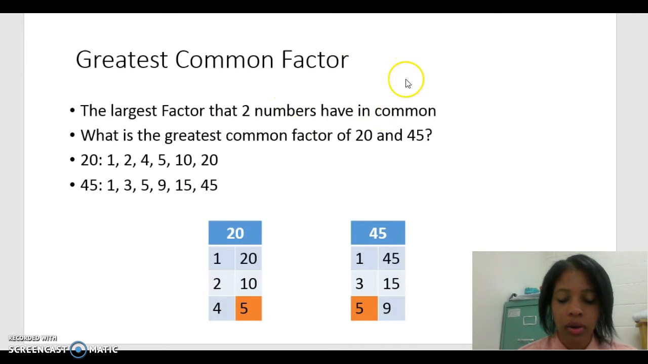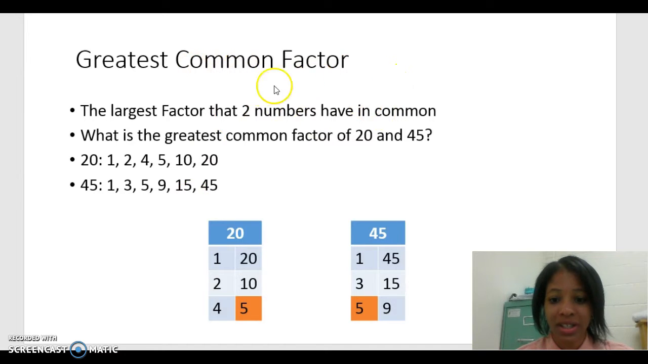When we're factoring quadratics, though, we're going to need to know how to find the greatest common factor. That means I should be able to find the factors of two numbers, and the largest number that they both have in common is going to be my greatest common factor. These two numbers both have 1 in common, but they also both have a 5 in common. So I'm going to choose 5 because that's larger than the 1.